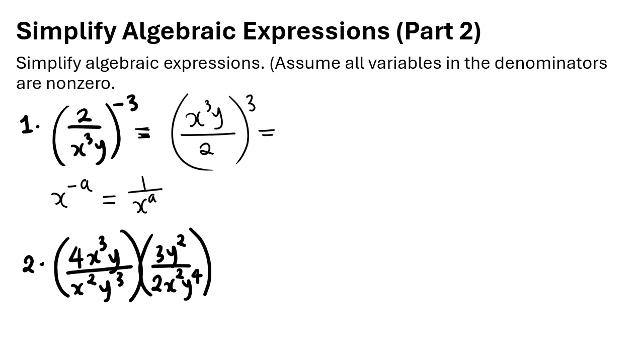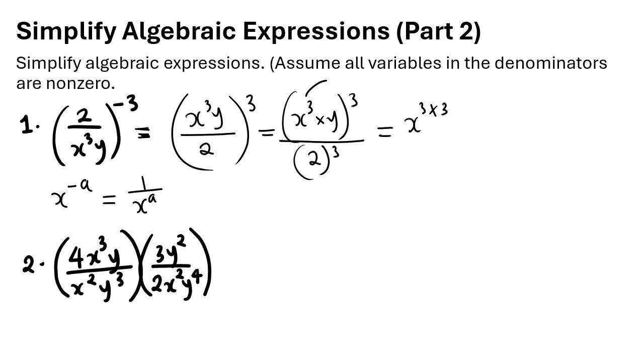So from here, I can now rewrite that as x to the third power times y, all to the third power, divided by 2 to the third power. Which is exactly going to go down to x to the third power times 3, as we've seen in part 1. You have to multiply the exponents in that expression. So times y to the third power, because y is just to the power 1, which means 1 times 3 is 3, divided by 2 to the third power, which is going to be 2 times 2 times 2. So 2 times 2 times 2 is going to be 8.